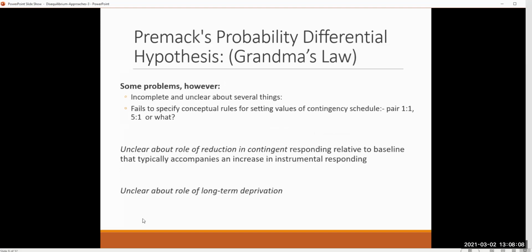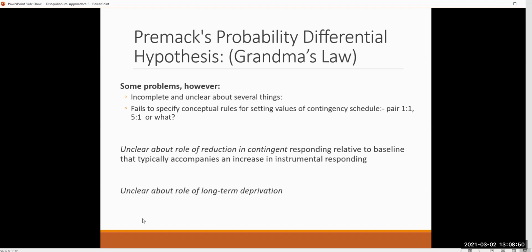There are still some problems, however. Premack was incomplete and unclear about a couple of things. First, he failed to specify the conceptual rules for setting the values of a contingency. Do I pair 1 pea per 1 chocolate bite? Do I pair 5 or 1? What is it? So he was relatively unclear about how to do that. And what most people do is simply eyeball it and use some common sense. You know, how many peas do you want the child to eat? How many bites of chocolate pudding is in a typical dessert bowl? And we'll make that our contingency. But that's not really scientific. That's kind of on the fly in the real world.